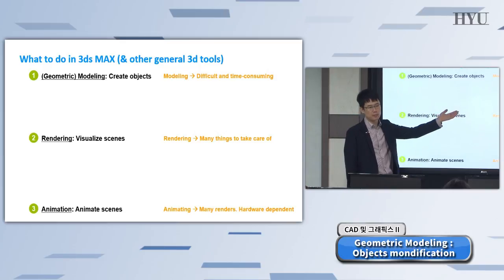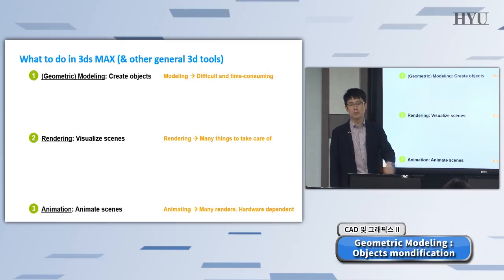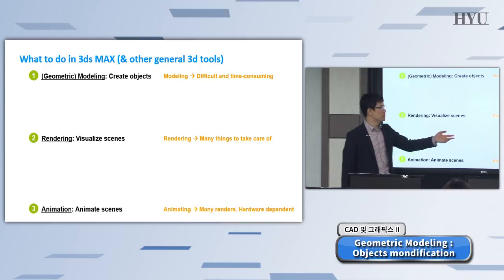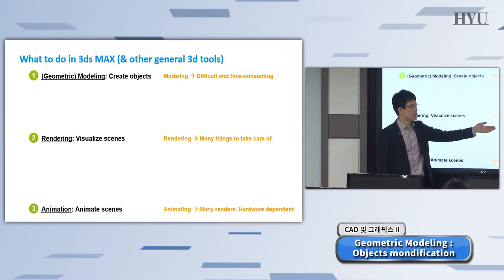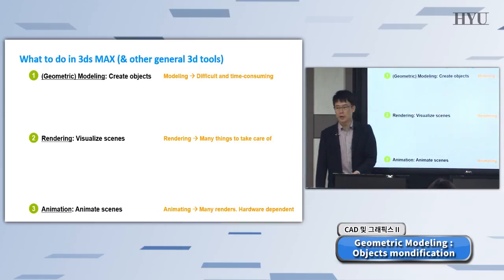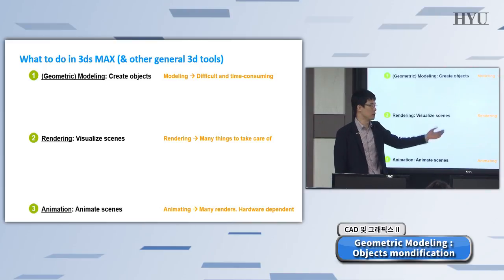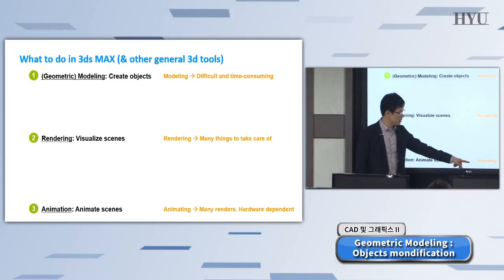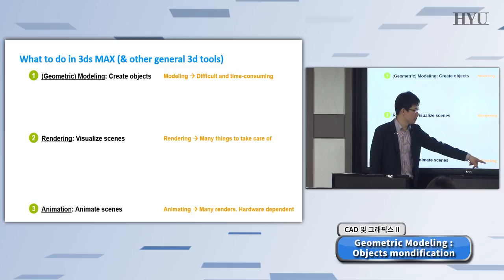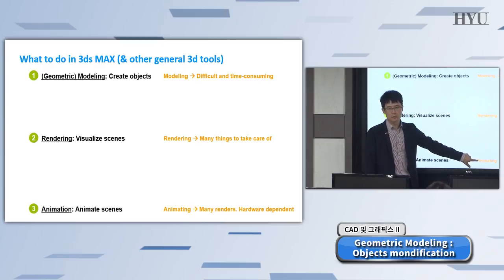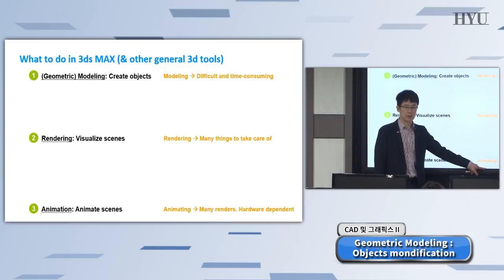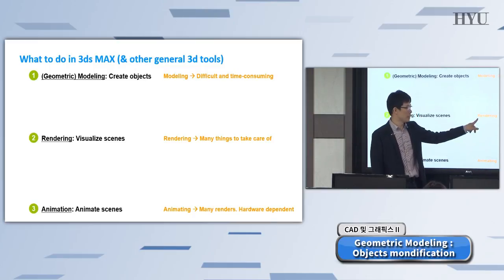Modeling takes time simply because you need to modify again and again. Rendering, many things you need to know, okay? Some techniques, skill dependent. Animation, lots of things on the rendering, but it's hardware dependent because I told you 30 renders for 1 second. So what if you want a 10 seconds animation? 300 renders. If one takes 1 minute, 300 minutes you need.